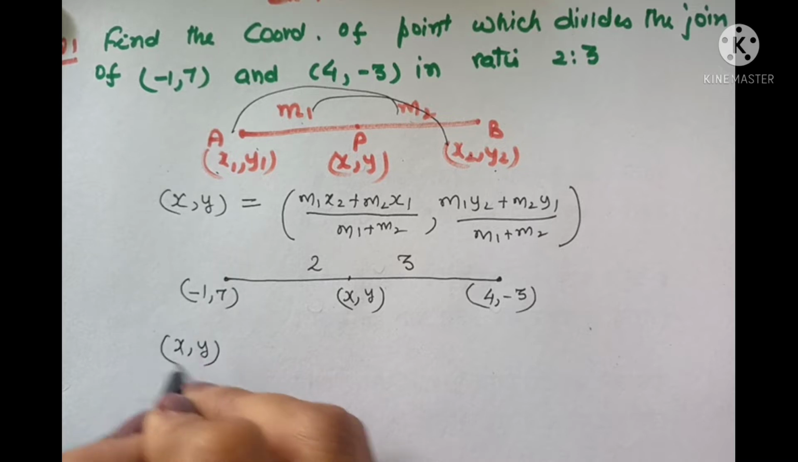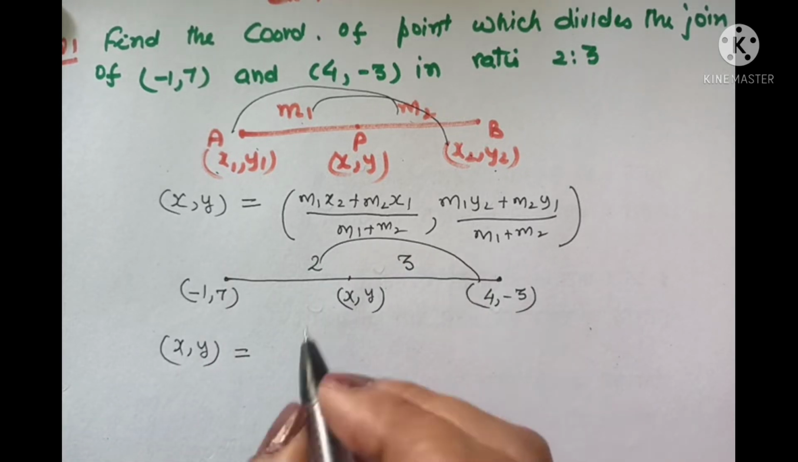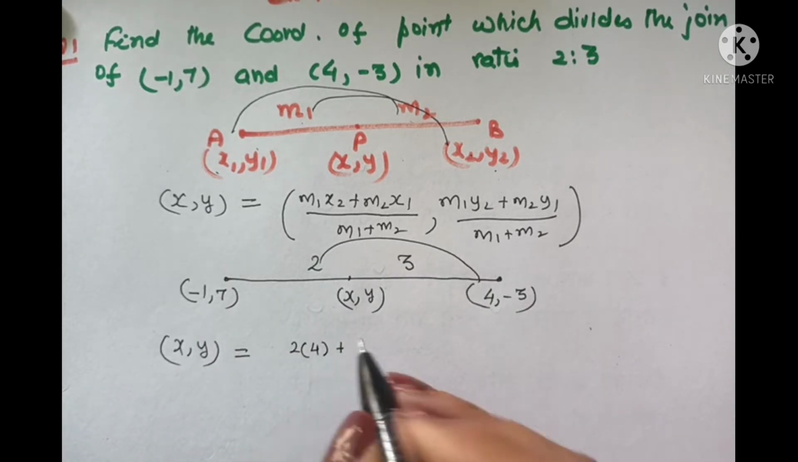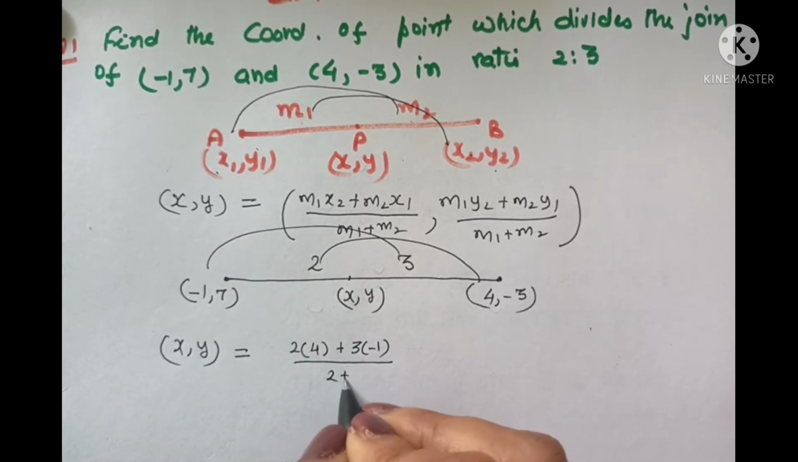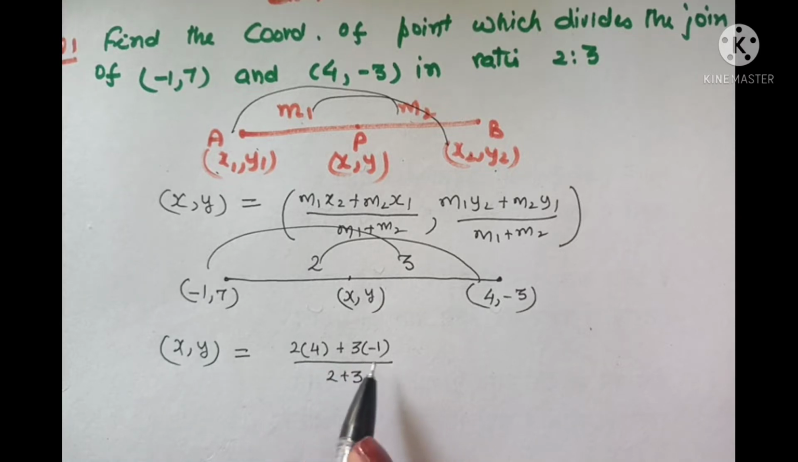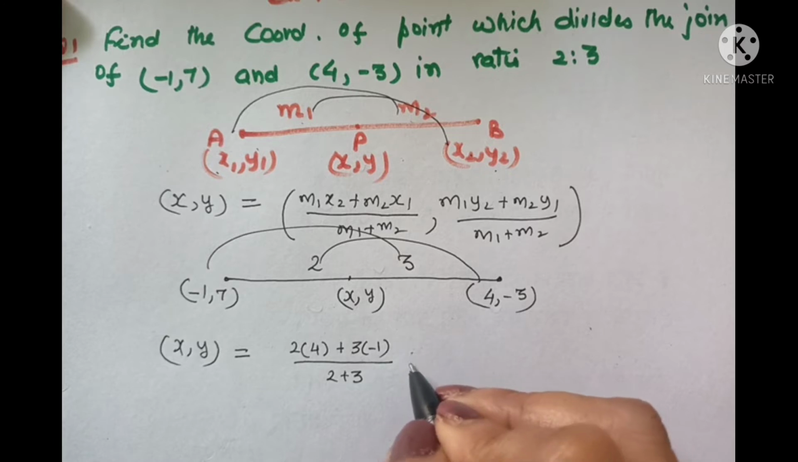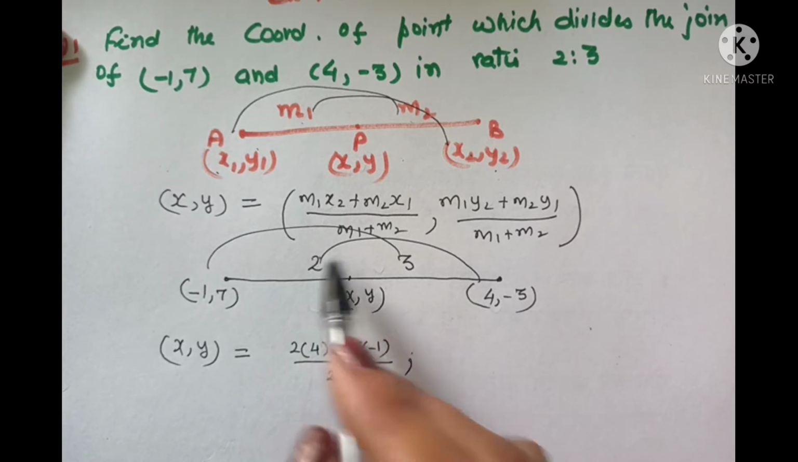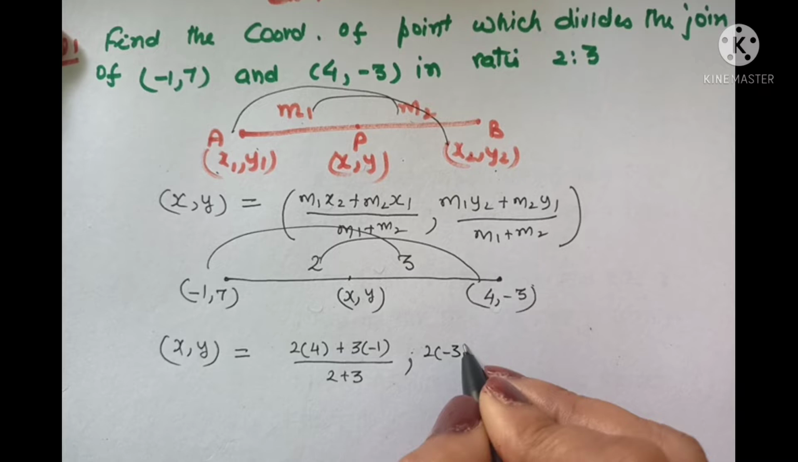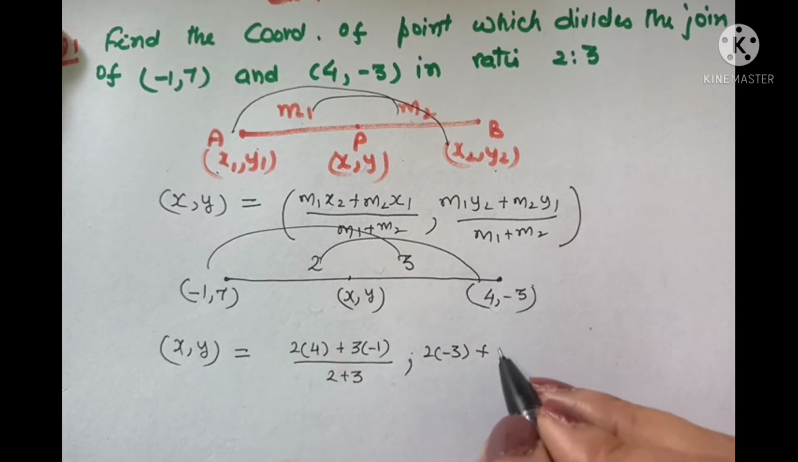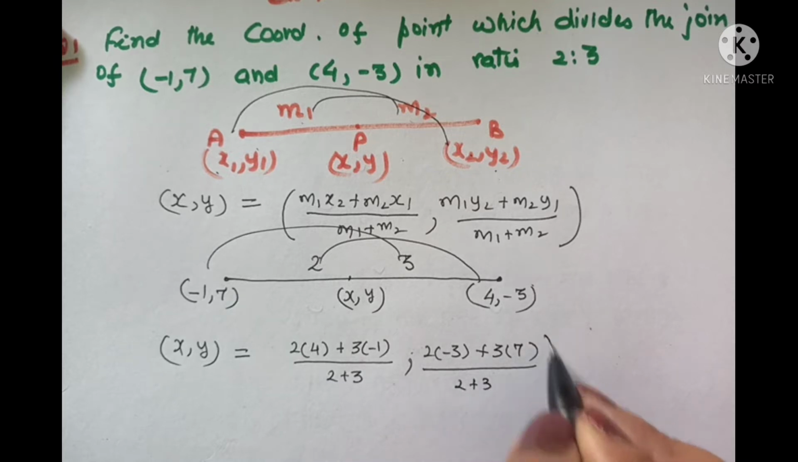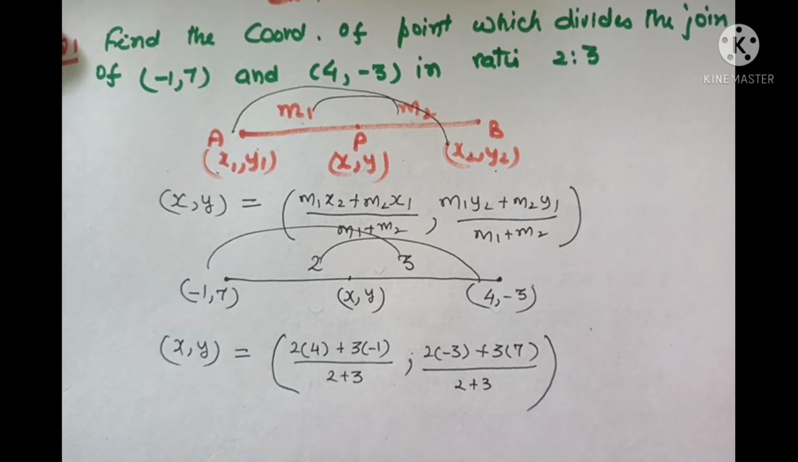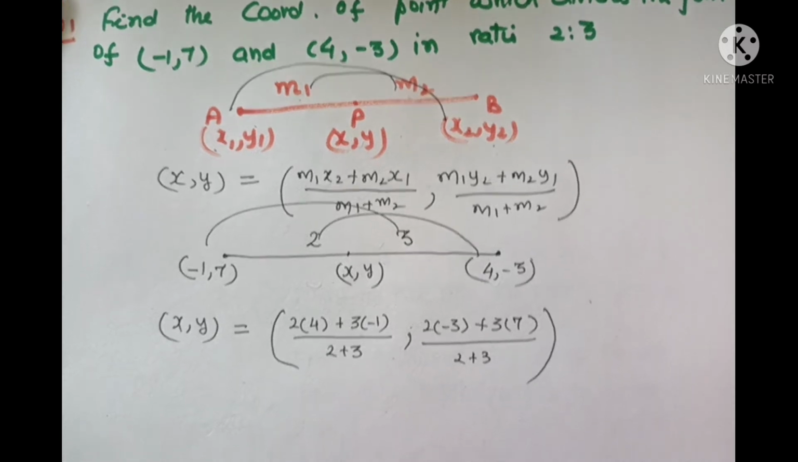Let us write x, y is equal to 2 into 4 plus 3 into -1, 3 bracket -1, divided by 2 plus 3. So rather than putting the sign of into, you use brackets. This also makes it very neat. This is the x coordinate. For y, 2 into -3 plus 3 into 7. When you are writing the y coordinate, then don't just look at the x coordinate. Ignore x as if it isn't there. Don't look at x at all, and there will be no confusion.